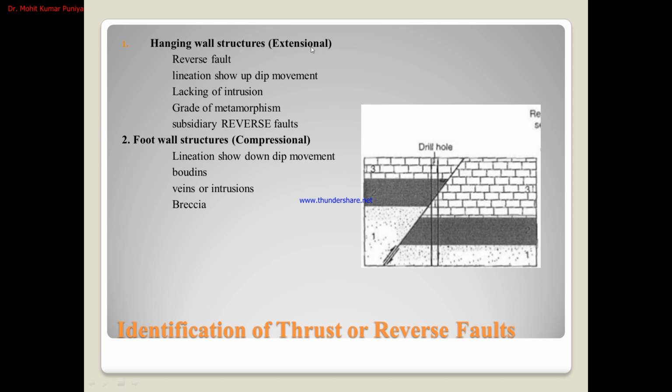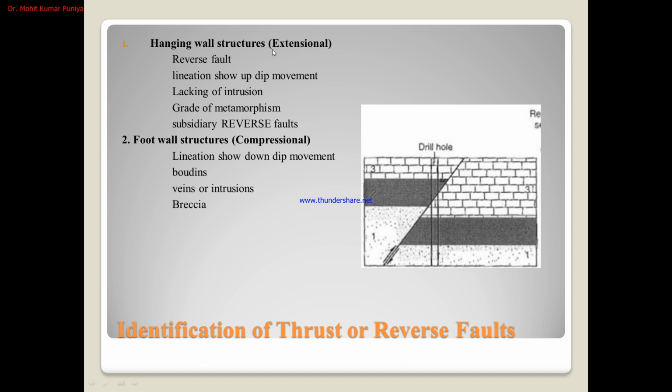So let's come to the reverse fault. In a reverse fault, the hanging wall structure is compressional, and we get reverse faults, subsidiary reverse faults also, and up-dip movement. Then lack of intrusion in the hanging wall direction because there is compression. If there is compression, there is no weak plane and no intrusion can take place. Okay. Then grade of metamorphism, obviously. Then subsidiary reverse faults we can get regularly in the hanging wall. Then the footwall structure is always extensional. Okay, this one is reverse here. In a reverse fault, footwall structures always show extension and hanging wall structures always show compression.